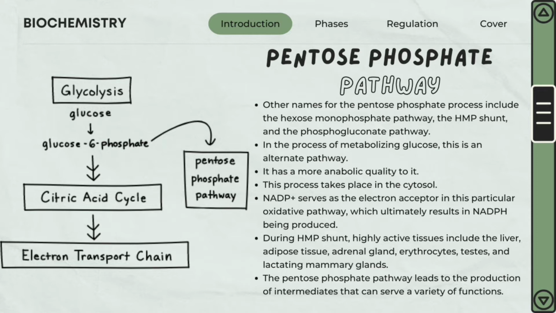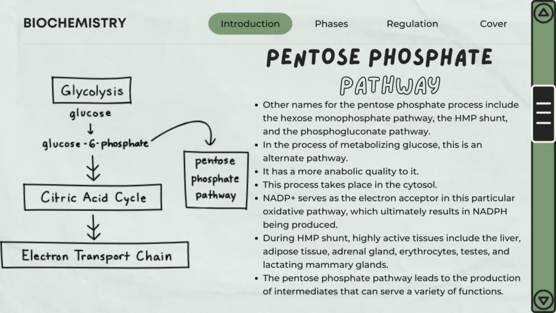In the process of metabolizing glucose, this is also an alternate pathway. It has a more anabolic quality to it, and it is important to note that this process occurs in the cytosol of the cell. NADP plus serves as the electron acceptor in this oxidative pathway, which ultimately results in NADPH being produced.